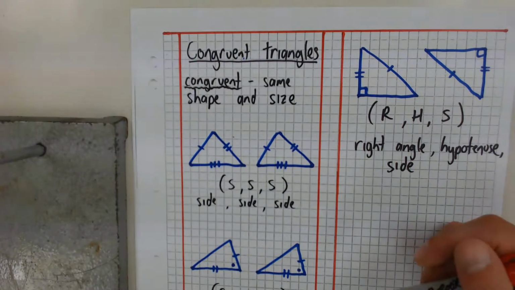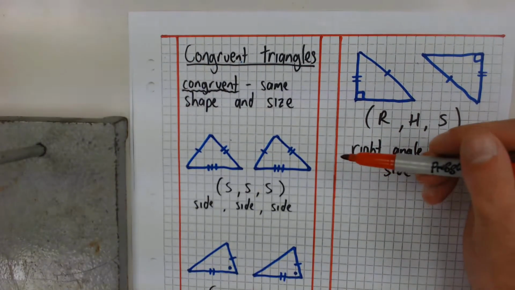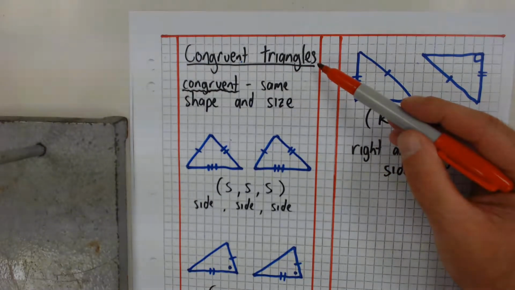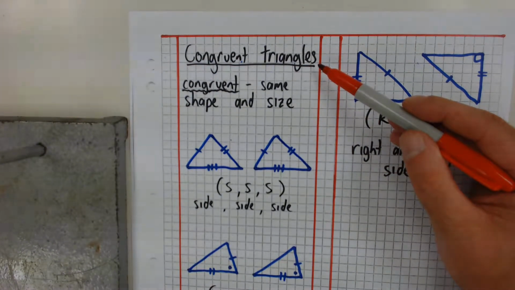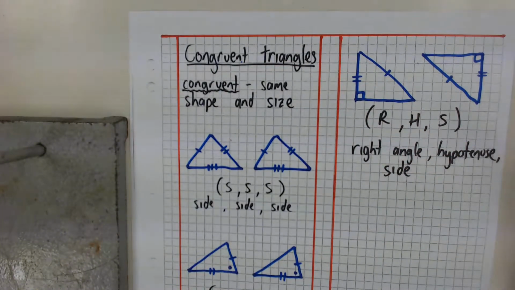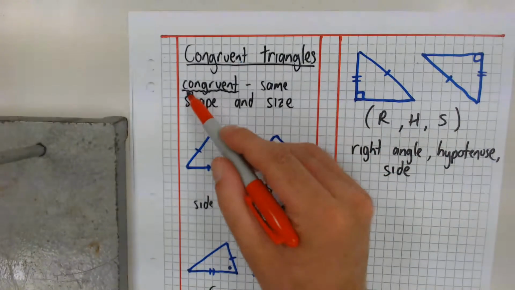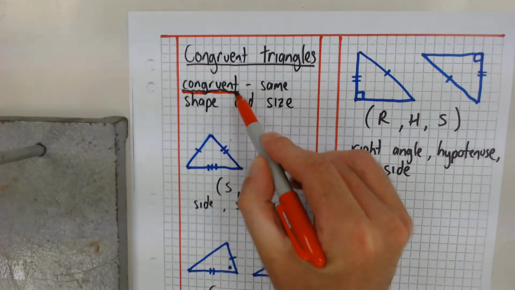Hi everyone, today I'm going to show you some content on congruent triangles and how to determine if two triangles or a pair of triangles are in fact congruent. Then Miss Musolino will be going through a few examples with you. Let's start off by looking at the word congruent and what does it actually mean?